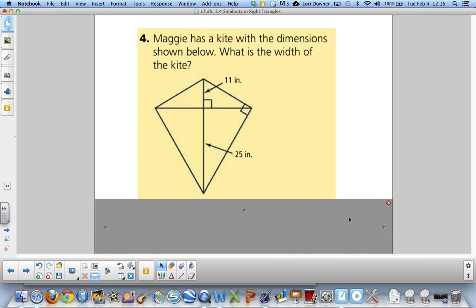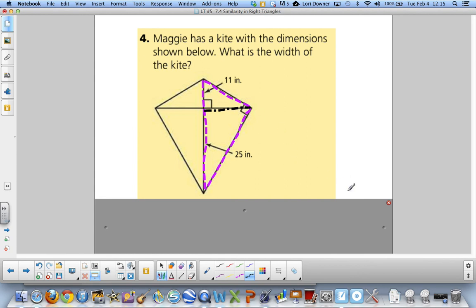Maggie has a kite with the dimensions shown below. What is the width of the kite? If we're looking at the dimensions here, even if we cut this off so that you only see this part, let me highlight what you should be looking at. Let's say we've got this part of the triangle. You see that we've got the big right triangle. This side is 11, this side is 25. If we could solve for this side, then we would know the width of the kite.